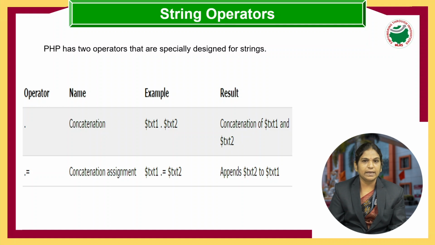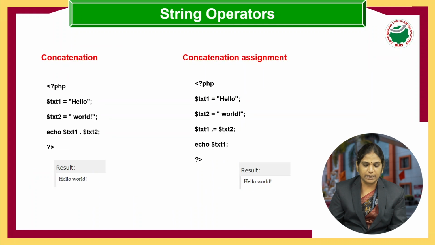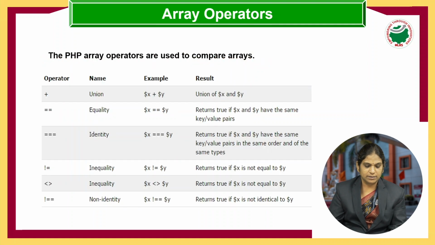And next, dot equal to, concatenation and assignment. Here $txt1 dot equal to $txt2 appends $txt2 to $txt1. Appends means if $txt1 contains hello and $txt2 is world, it is going to concatenate as hello world. Joining of two strings and assigning it.